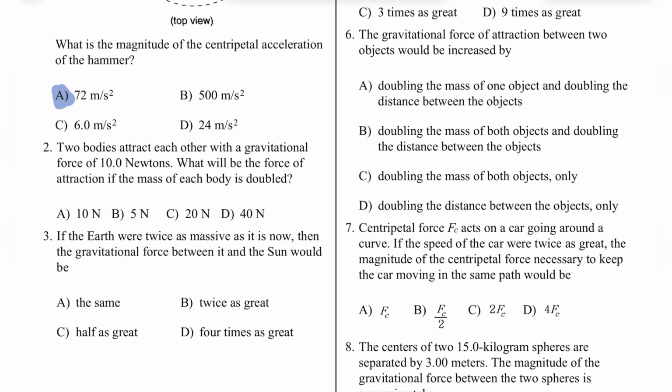Number 2. Two bodies attract each other with a gravitational force of 10 newtons. What will the force of the attraction be if the mass of each body is doubled?